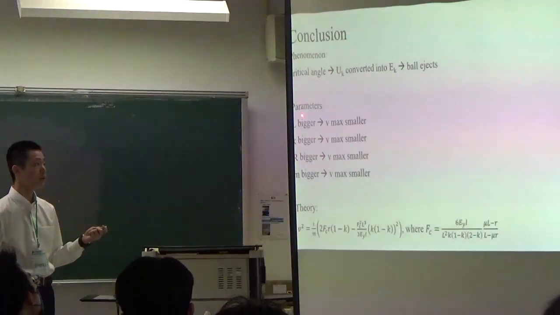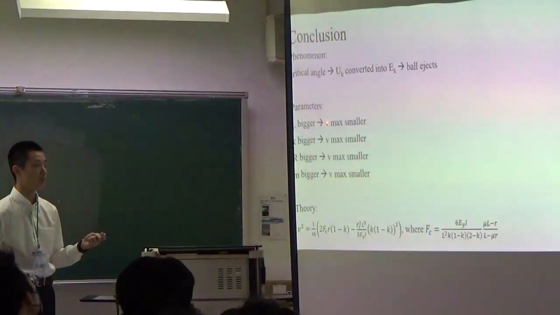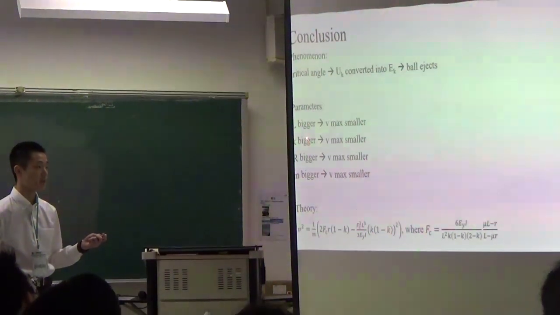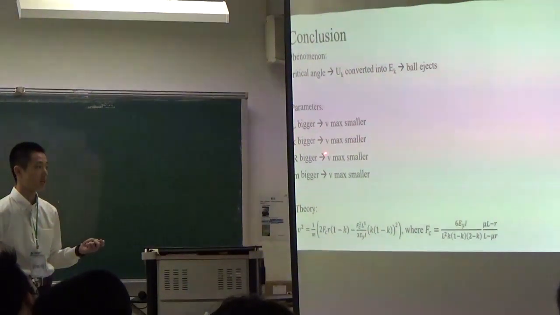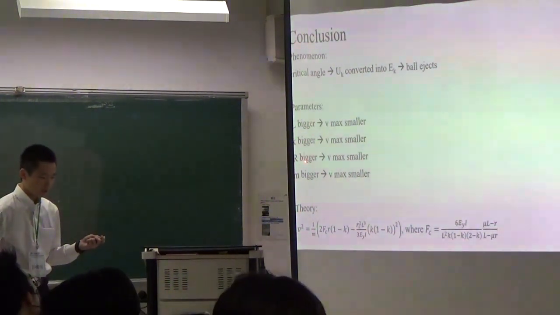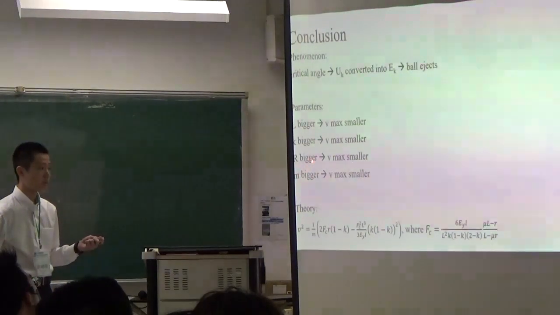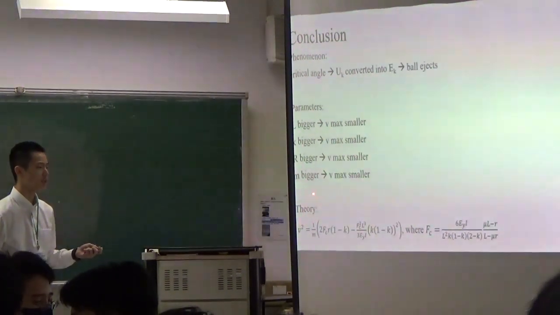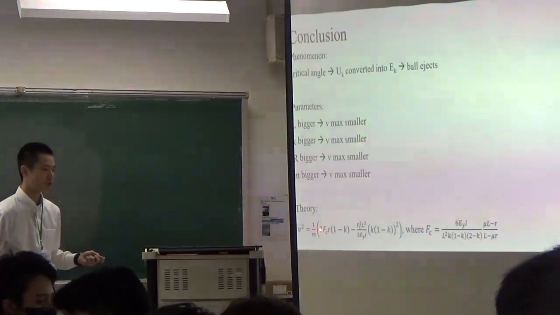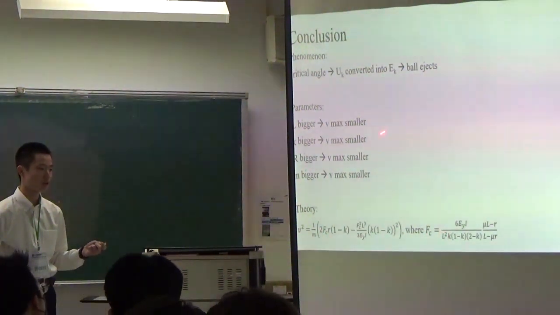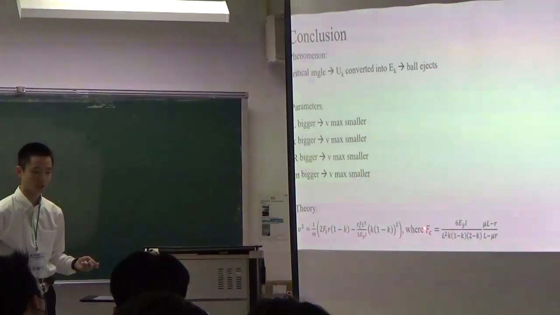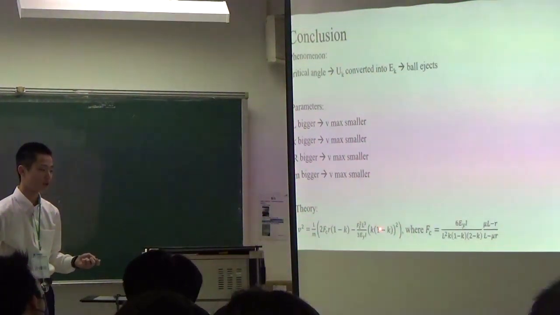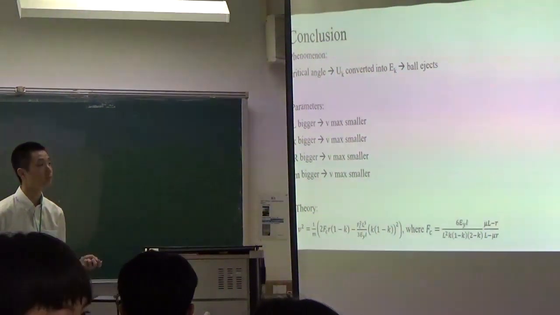For the parameters, if L is bigger, Vmax will be smaller. If K is bigger, Vmax will also be smaller. And if R, the diameter, and the mass are bigger, Vmax will also be smaller. And for the theory part, we derived the theory, and after it was checked in the experiment, we can know that the theory is generally correct.